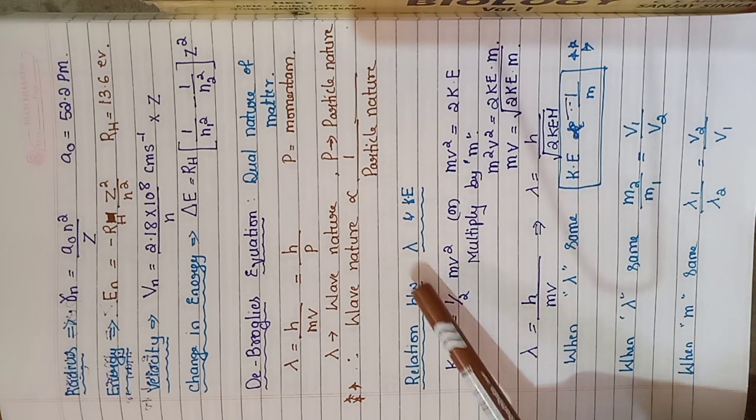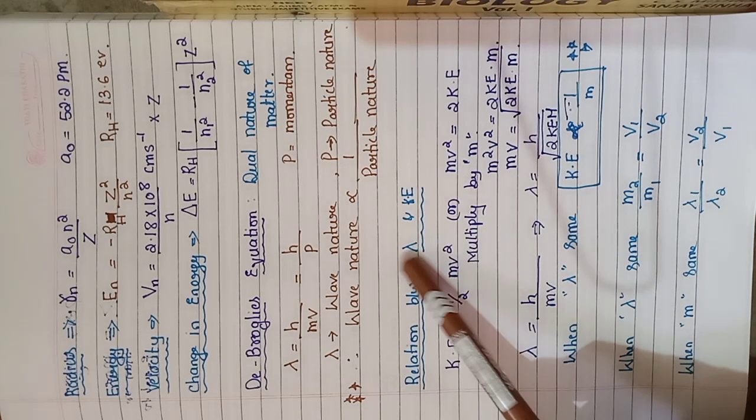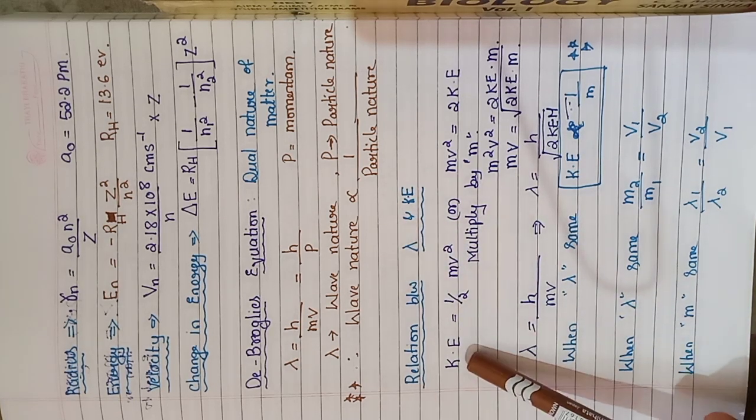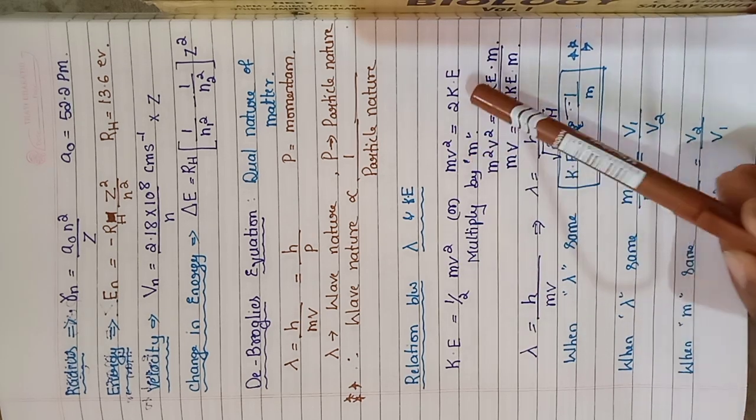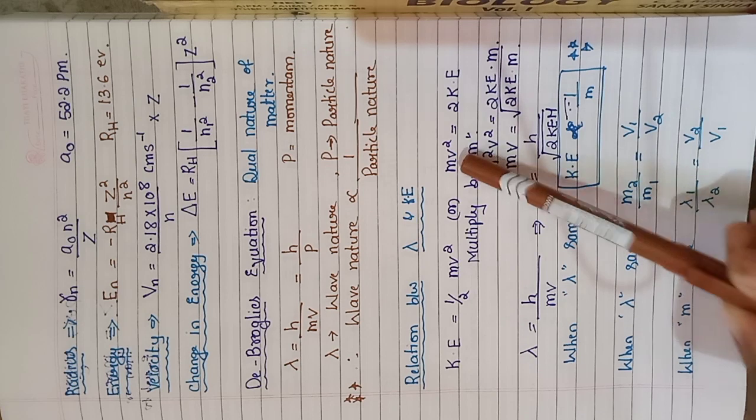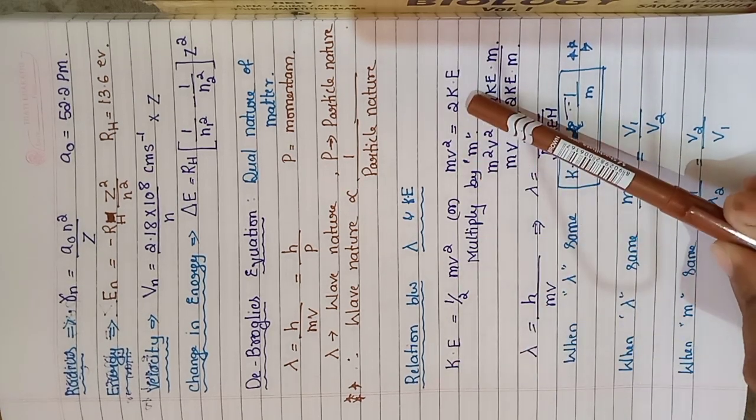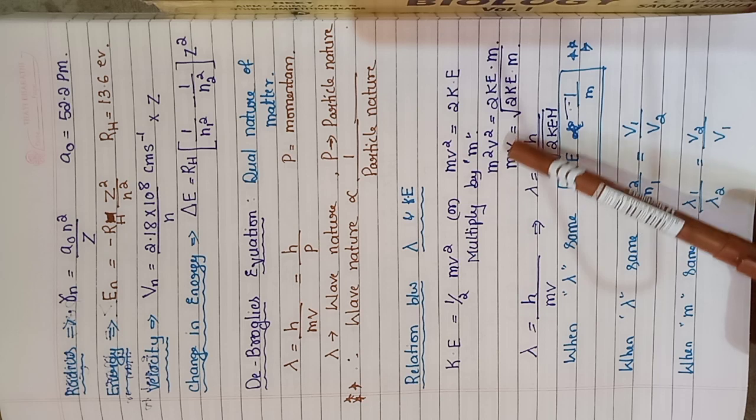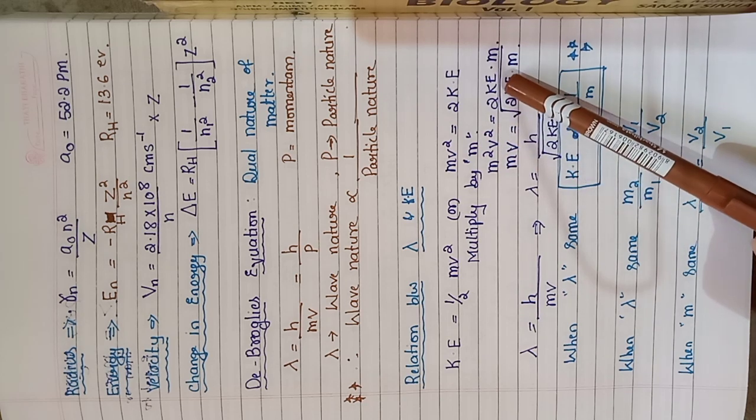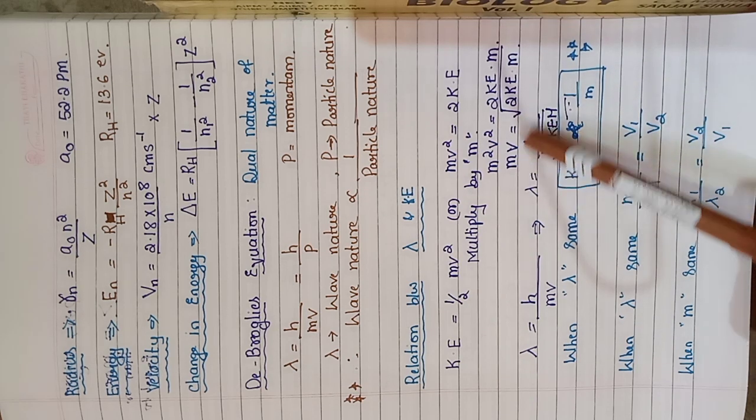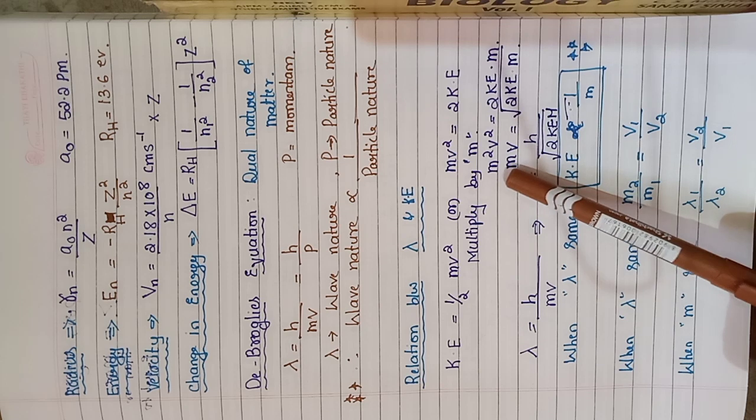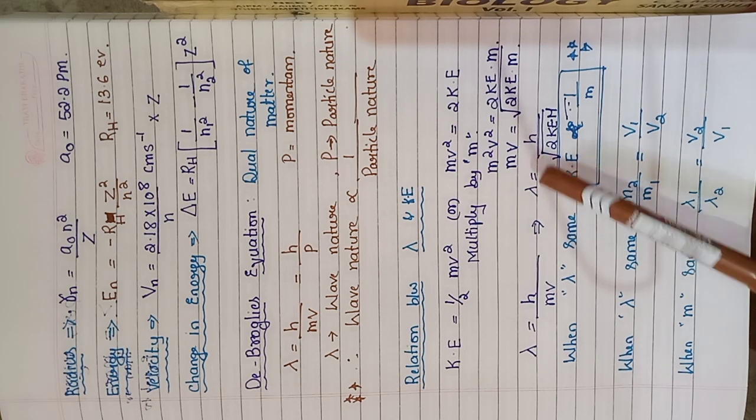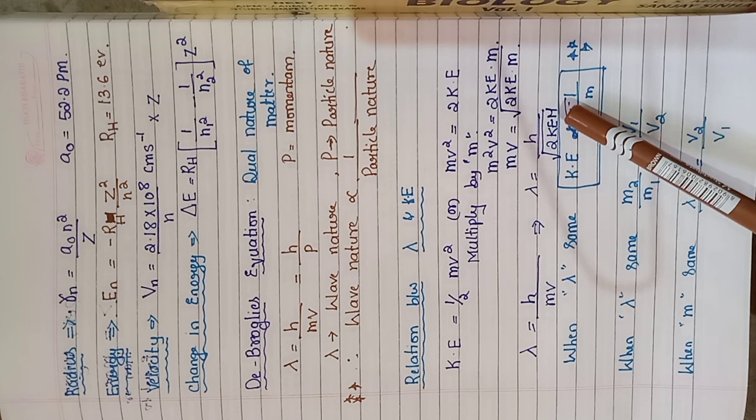Similarly, we can find the relation between wavelength and kinetic energy. Wavelength here is the de Broglie wavelength. The relation is written as kinetic energy is equal to half mv square, or mv square is equal to 2 into kinetic energy. This formula I have rearranged. To find the value of mv, let us multiply both sides by m. Then we get m square v square is equal to 2 into kinetic energy into m. Or we can write mv is equal to square root of 2 into kinetic energy into m. This value of mv we can substitute here. Then we get the formula lambda, the wavelength, is equal to h by square root of 2 into kinetic energy into m.